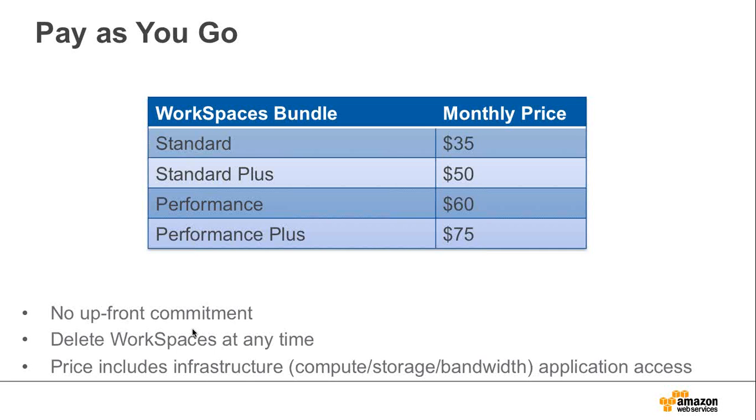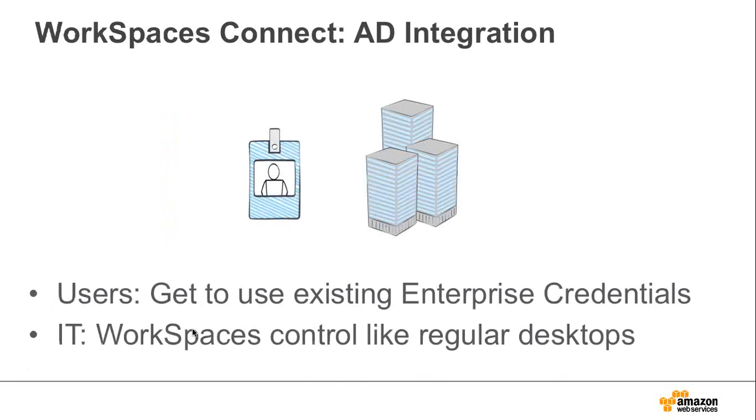And here you can see the prices ranging from $35 a month where we start for the standard workspace all the way up to the Performance Plus version. And when you're finished with your workspaces, you can delete them anytime that you want. And what's included in that simple monthly price is the infrastructure, the compute, the storage, and bandwidth. And if you've chosen one of the Performance Plus bundles, you're paying for access to those applications as well.